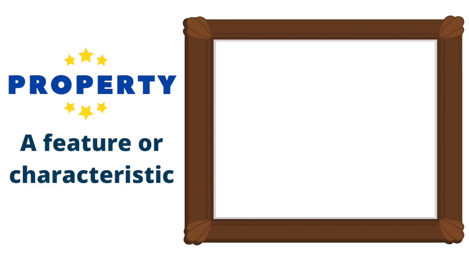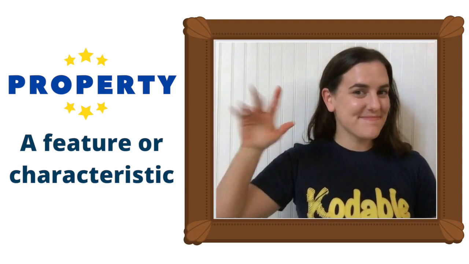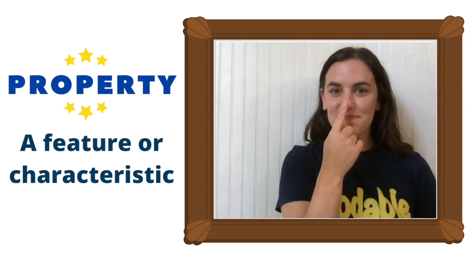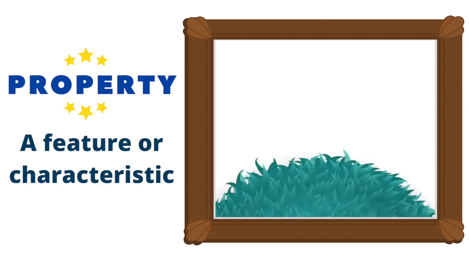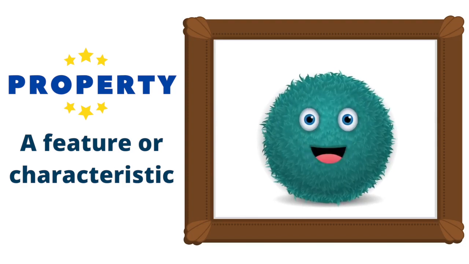A property is a feature or characteristic belonging to something. You have properties that make you human, like hands, ears, and a nose. Fuzzes have properties too. They have a body, eyes, and a mouth. Fuzzes share many properties, but they might look different from fuzz to fuzz.